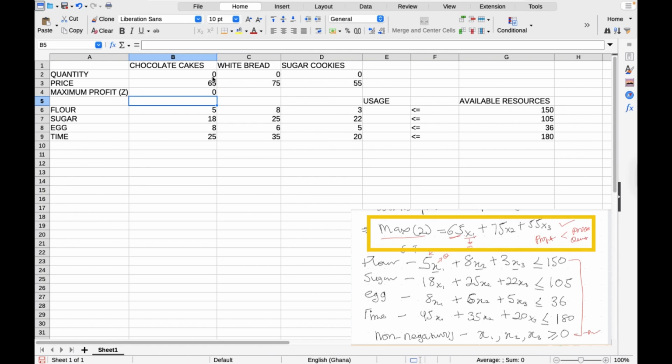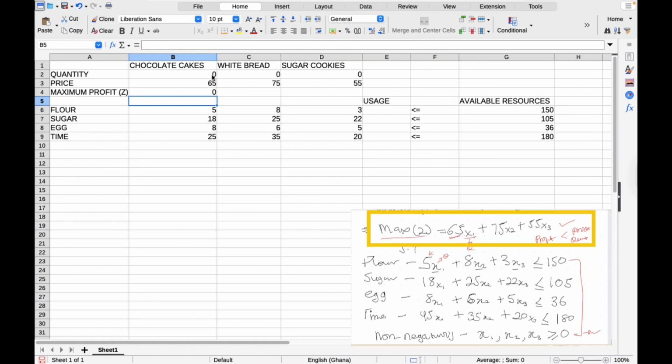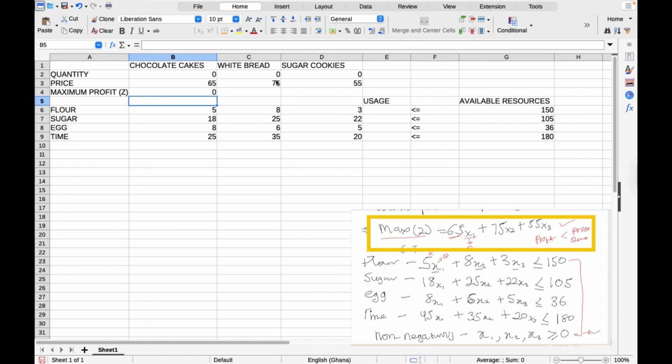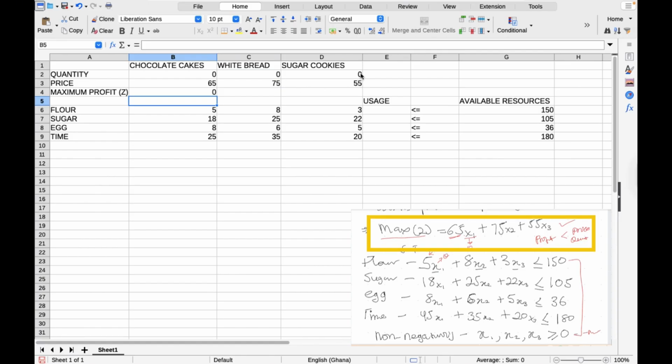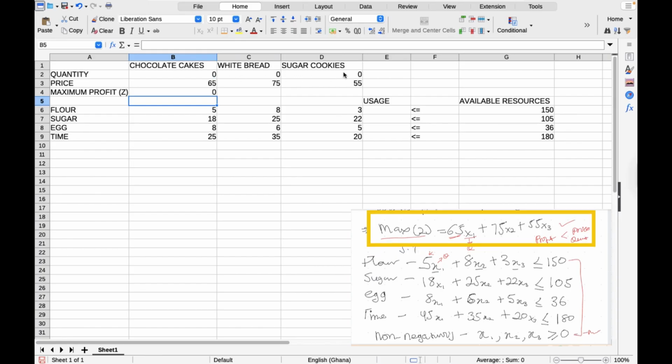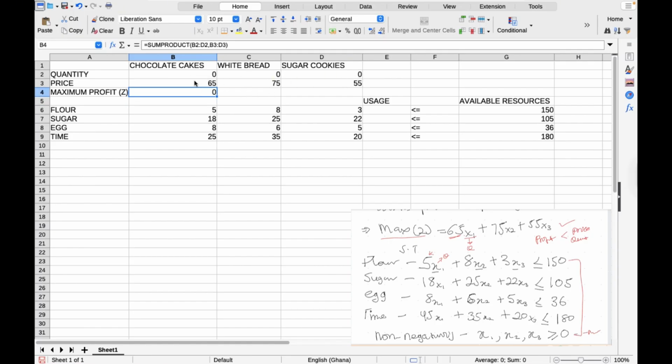65x means 65 times x, right? So that's the product you're multiplying. 75x2 means 75 times x2. 55x3 means 55 times x3. And then we did plus plus plus, as you can see how the formula was. So we said the sum product of the quantity by the price. So that's why we had the sum product of this quantity, and you bring a comma, the price.